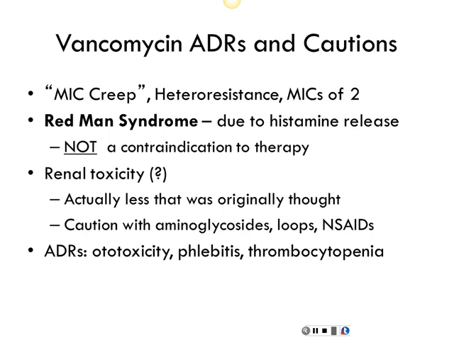Heteroresistance, sometimes you'll read that as hVISA, with a lowercase h: heteroresistant vancomycin intermediate susceptibility Staph aureus. It just means that its MIC is somewhere between 2 and 4. So 4 is the breakpoint for vancomycin for Staph, and its MIC came back somewhere between that 2 and 4 range. So it's heteroresistant, you're not going to use the drug.